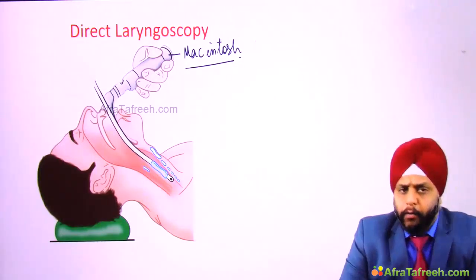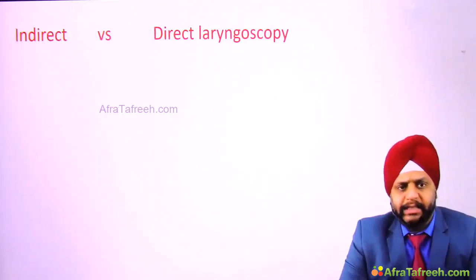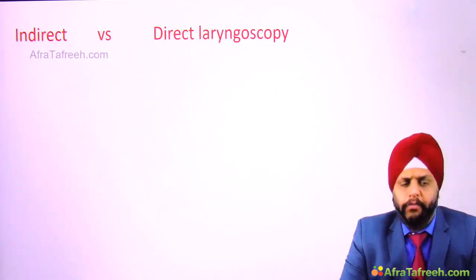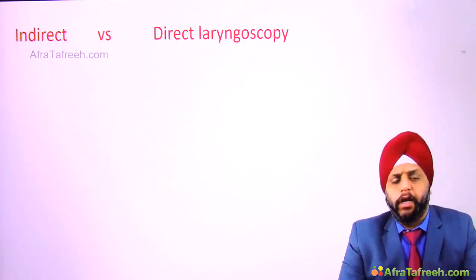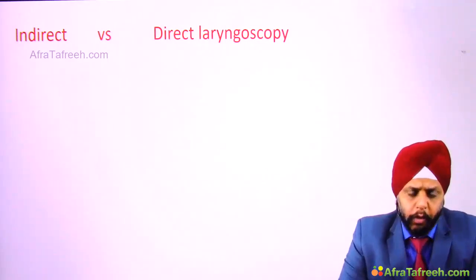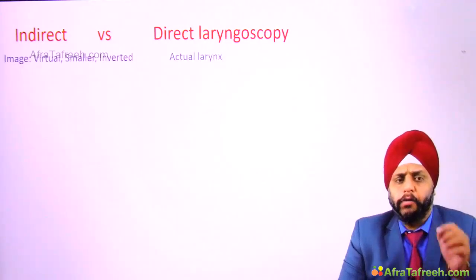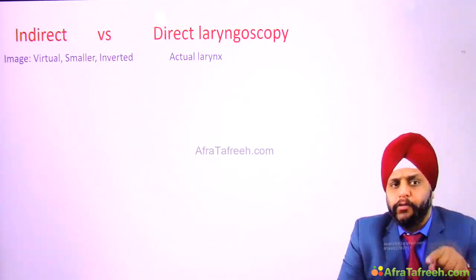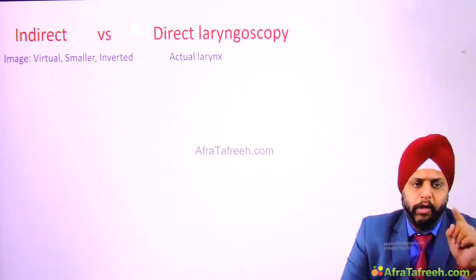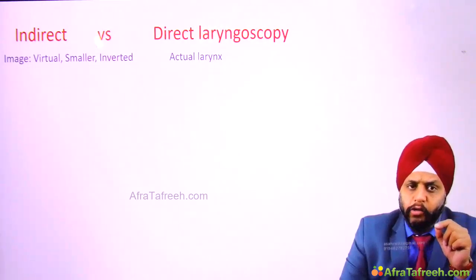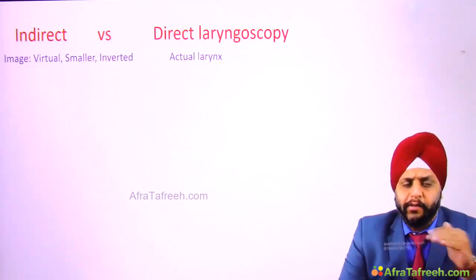All right. Now, what I wanted to discuss with you is the difference between indirect and direct laryngoscopy. As you know, indirect laryngoscopy you do with the help of an indirect laryngoscopy mirror. Direct laryngoscopy you do with the help of a direct laryngoscope. Now, what's the difference? In indirect laryngoscopy, you don't see the larynx. What you see is an image of the larynx. Remember, what you are seeing is an image of the larynx. This image is virtual. This image is smaller than the actual image. Now, why don't we see the same size?